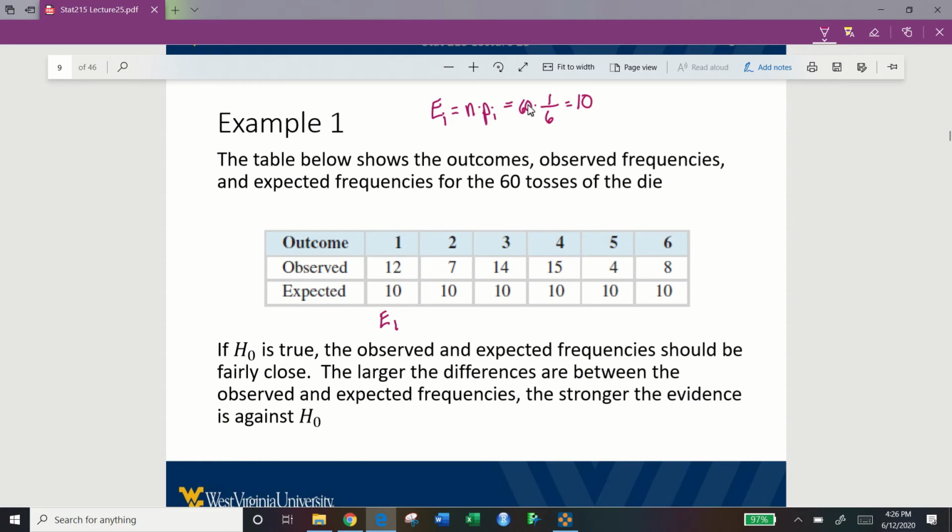So, if our null hypothesis is true, the observed and expected frequencies should be fairly close together. The larger the differences are between the observed and expected frequencies, the stronger the evidence against our null hypothesis.